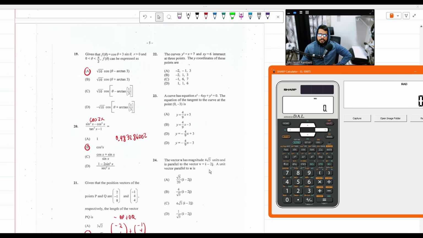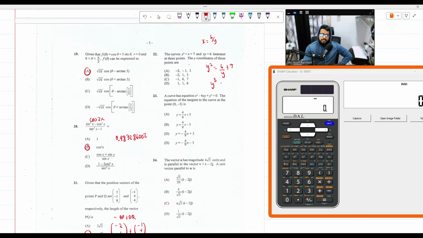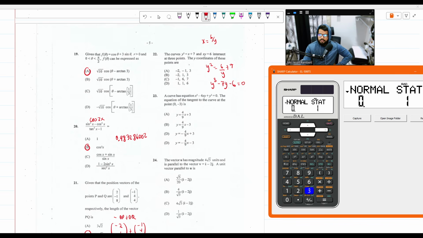Intersect at 3 points. The y coordinates of these points are, I believe this is minus 2, minus 1, and 3. Let's check it and see, right? I'm solving for y, so I'll substitute x is equal to 6 over y. So I'll get y squared is equal to 6 over y plus 7. Y cubed. Bring the 7y across, it becomes y cubed minus 7y minus 6 is equal to 0. Mode 2, 3 from a cubic calculator: 1, 0, minus 7 and minus 6. Minus 2, 3, and minus 1 is the answer.